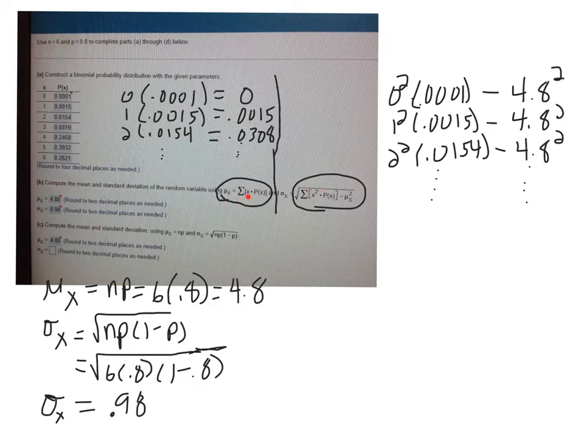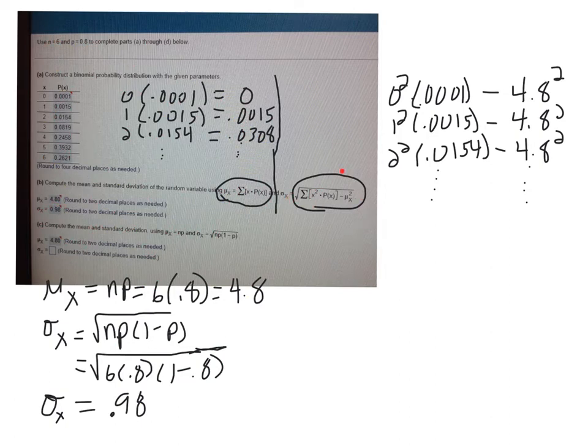So in the past, we would take the individual scores and multiply each by its probability, and then this symbol here means we add. So we take 0 and multiply it by 0.0001 and we get 0. Then we take 1 and multiply it times its probability and we get 0.0015. We take 2 and multiply it by its probability and we get 0.0308. Then you continue until you get to 6. So you have to calculate all these, then add this column here. When you do that, you'll end up with 4.8.